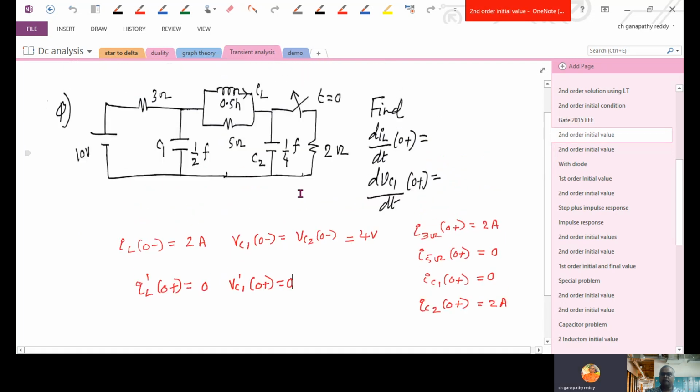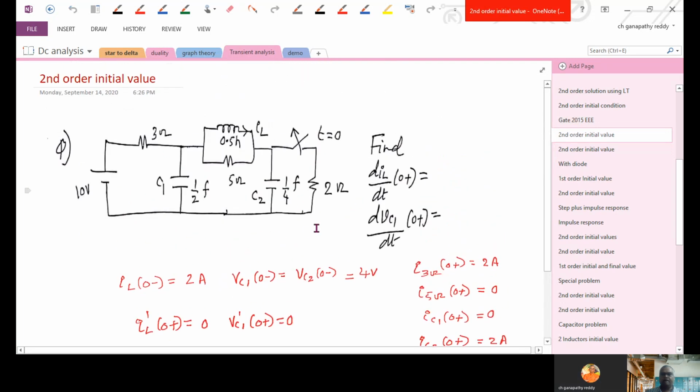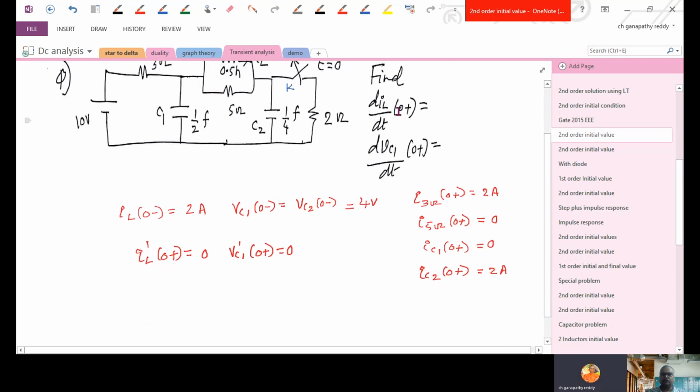So this is another problem, a little bit lengthy. So don't get afraid of it. So here capacitors are there, 2 capacitors, 1 inductor. Here switch K is open at t equal to 0. And find dIL by dt at 0 plus, IL is given here, and dVc1 by dt at 0 plus, C1 is the capacitor here. So how to find this?